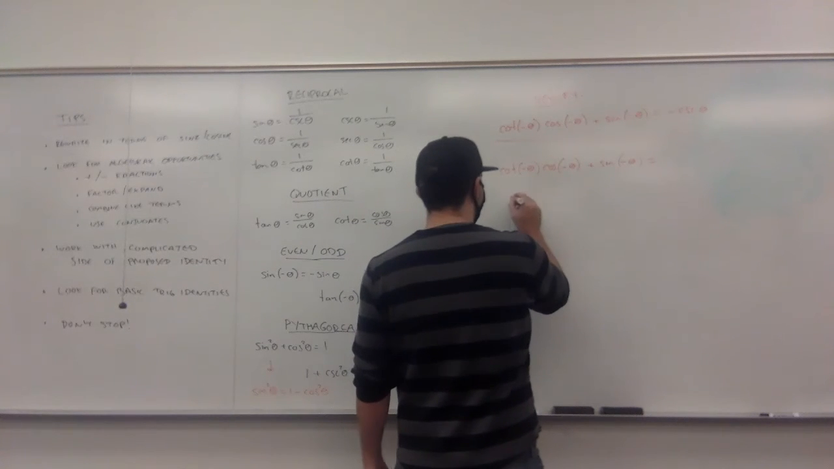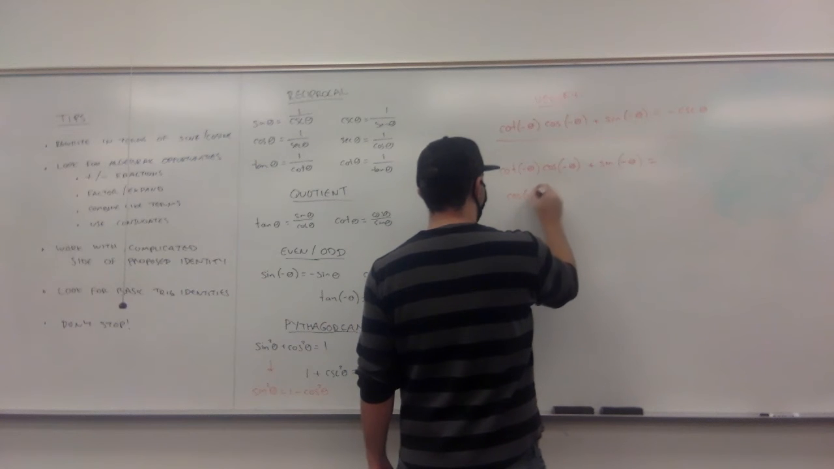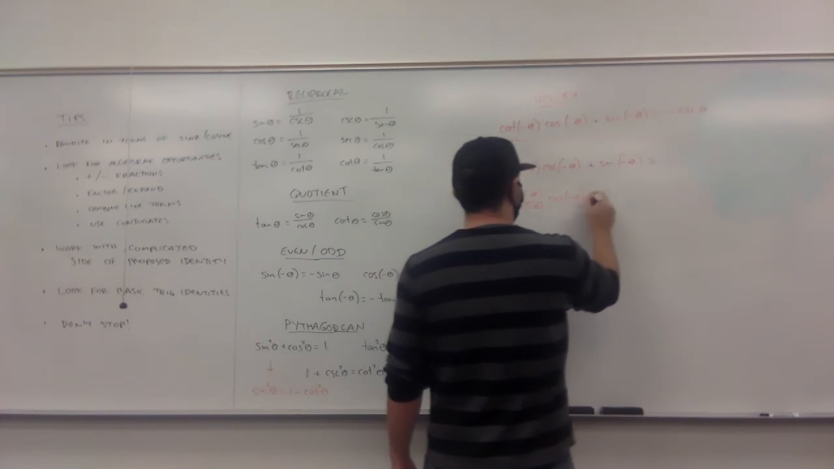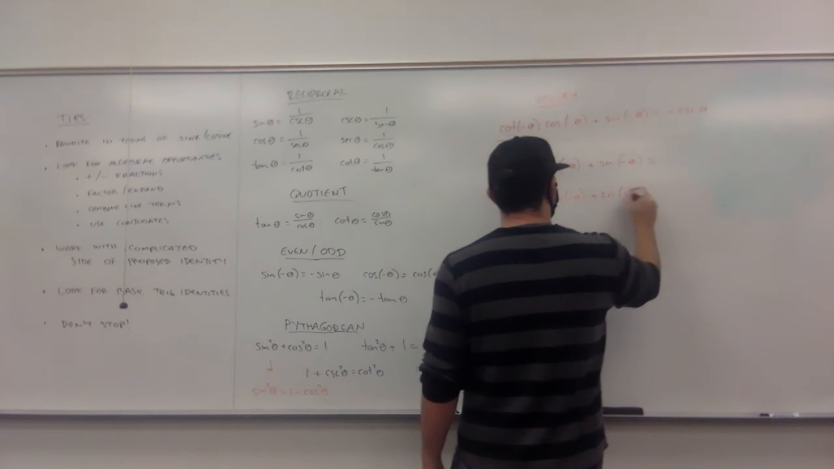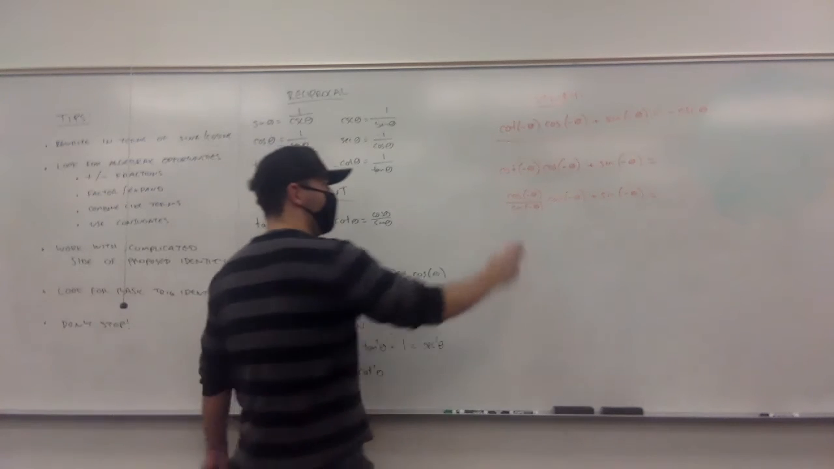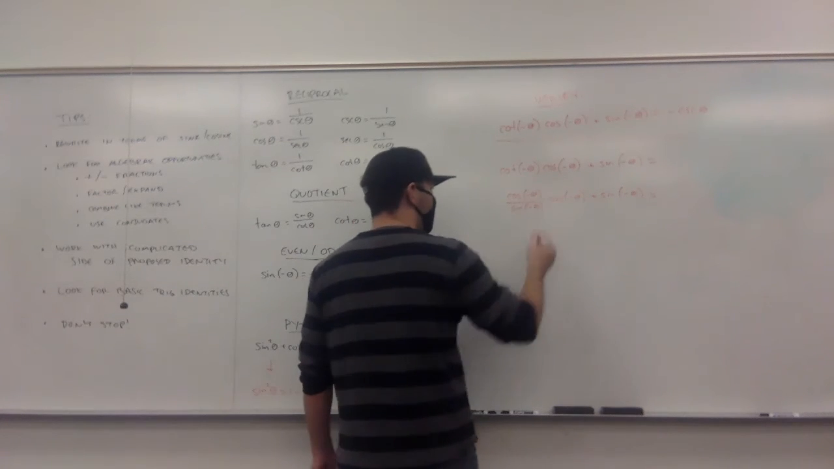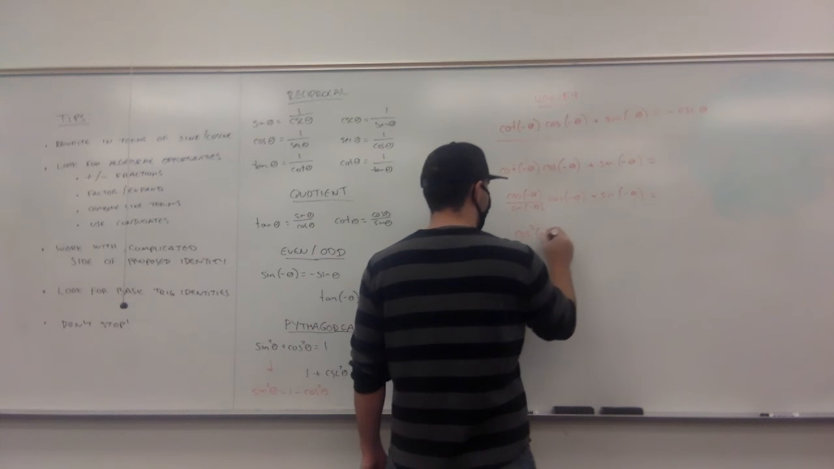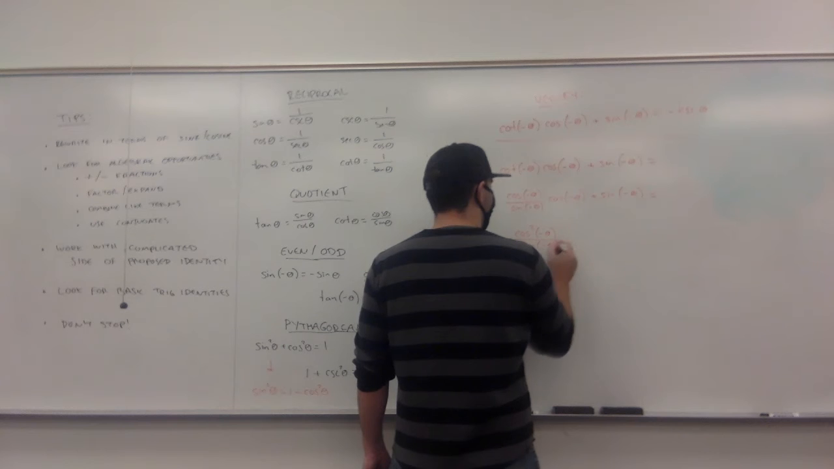Okay, so cotangent is cosine over sine, so cosine of negative theta over sine of negative theta times cosine negative theta plus sine of negative theta. Okay, so I can combine my two cosines here, they multiply together, so I can write that as cosine squared negative theta over sine of negative theta.